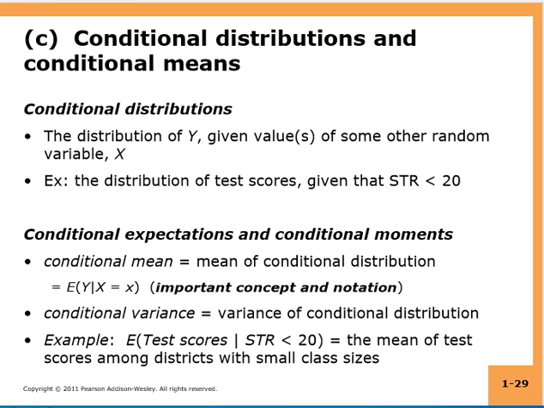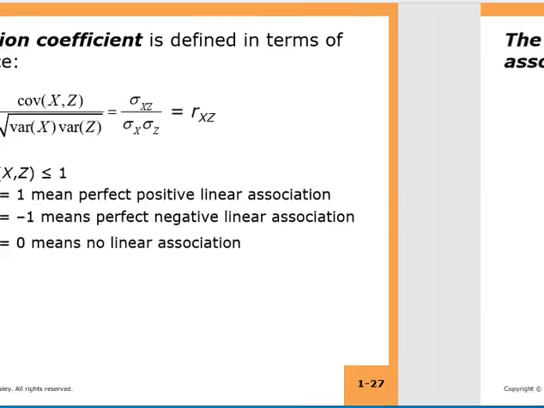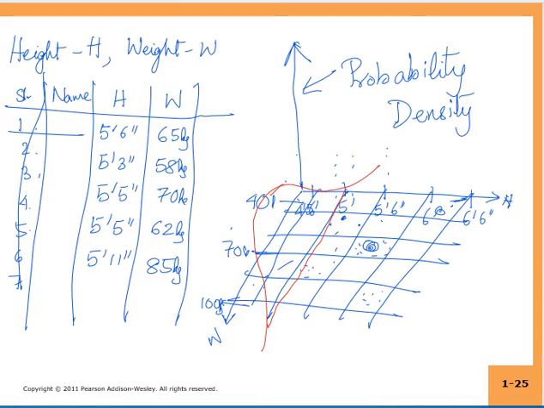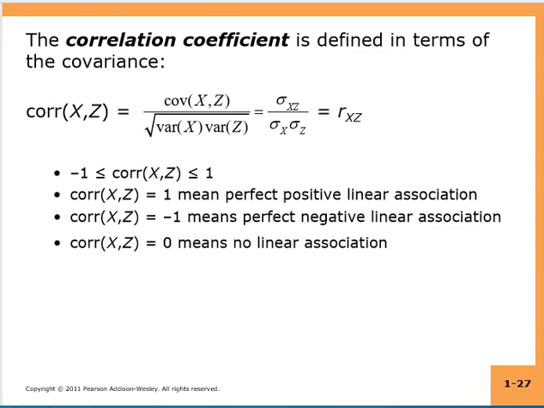So now in that conditional distribution, you will also have a conditional expectation and conditional moments. So basically it is the mean of this particular distribution. The mean will be the conditional expectation. The variance of this particular distribution will be the conditional variance, and you will have skewness and kurtosis for this particular distribution. So these are called the conditional moments of that particular distribution.